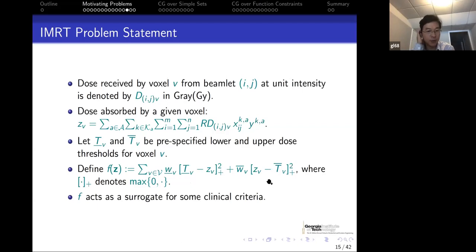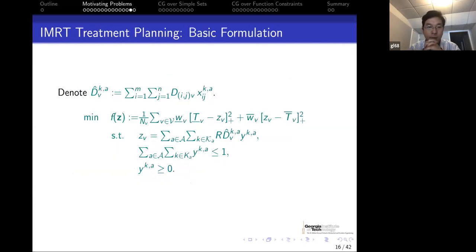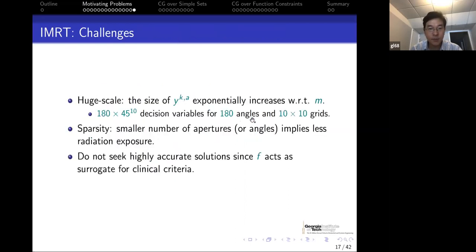This objective function acts as a surrogate for some clinical criterion that we are going to talk about a little bit later. The basic formulation for the IMRT treatment planning problem is to minimize this quadratic penalty function subject to this simplex constraint. Basically, I'm saying that the summation of the intensities from each angle will be less than or equal to 1. And then I want to minimize this penalty function. The challenge of this problem is as follows.